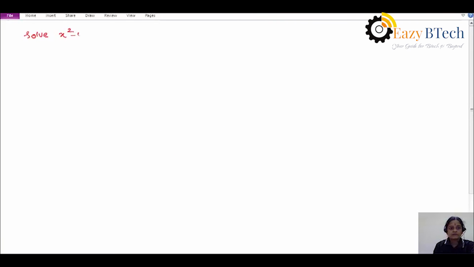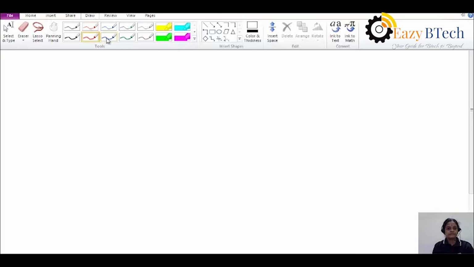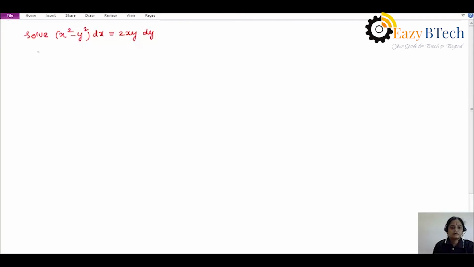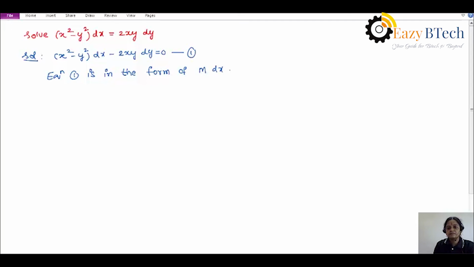Solve x square minus y square dx is equal to 2xy dy. Okay, it is the next problem. The solution: at first verify whether the given differential equation is in standard form or not. It is not in the standard form. The standard form is M dx plus N dy is equal to 0, so assuming it is equation 1, M is nothing but the dx coefficient, that is x square minus y square. N is nothing but the dy coefficient, that is minus 2xy, students.